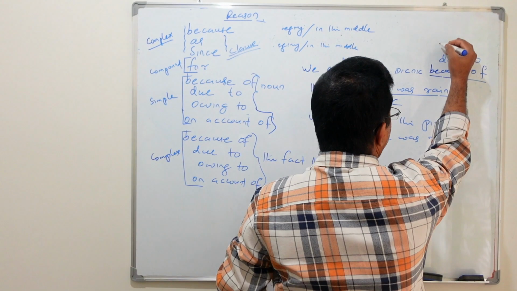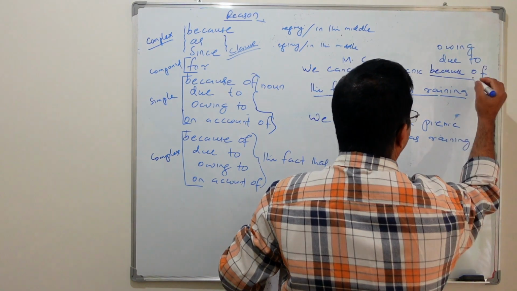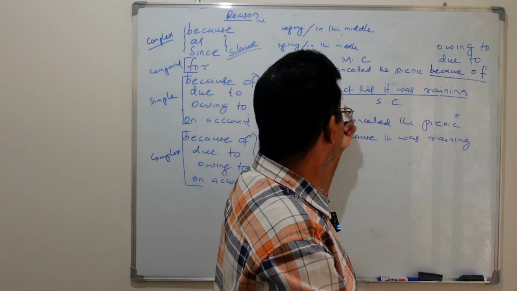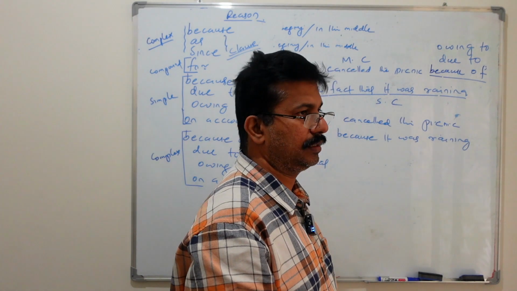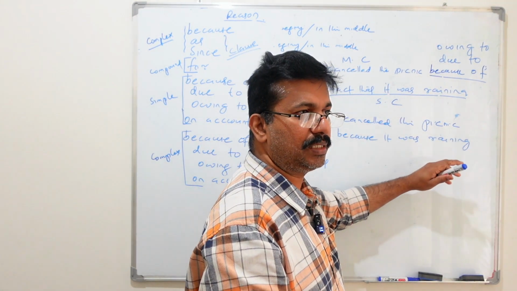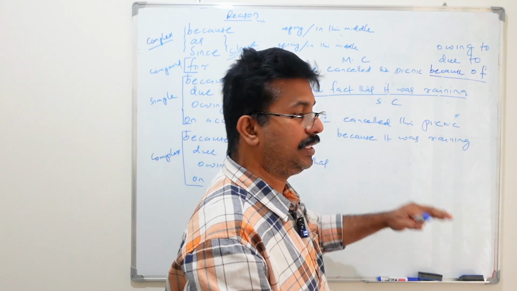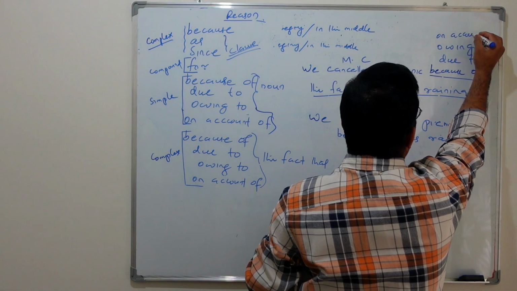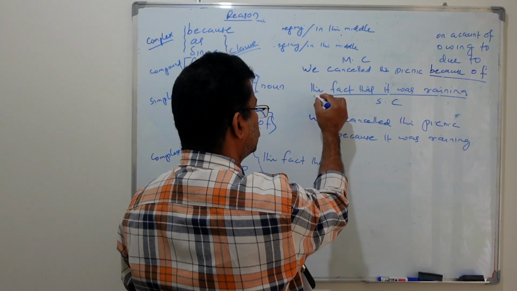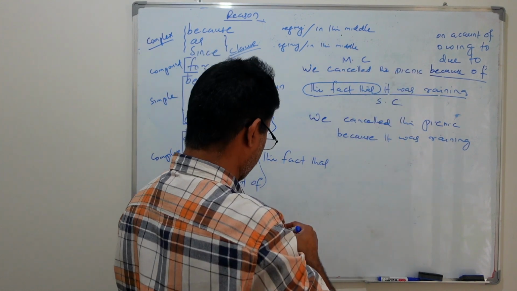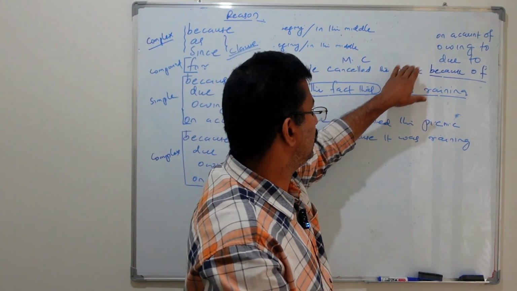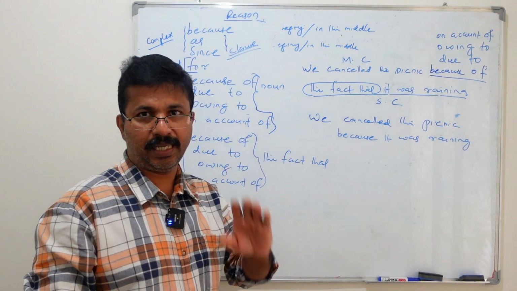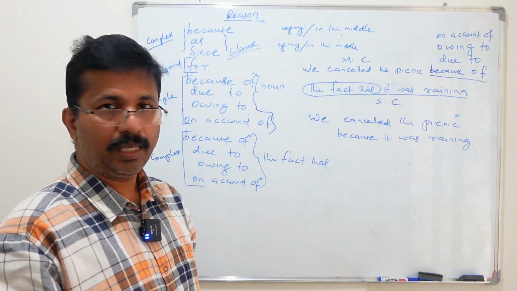Then owing to, O-W-I-N-G, owing to. We cancelled the picnic owing to the fact that it was raining. You get the same sentence structure and the same meaning. Then the next one is on account of. We cancelled the picnic on account of the fact that. The fact that is common to all these four expressions. We cancelled the picnic on account of the fact that it was raining. You get the same meaning and the same sentence structure. I hope you understood. Is that clear?